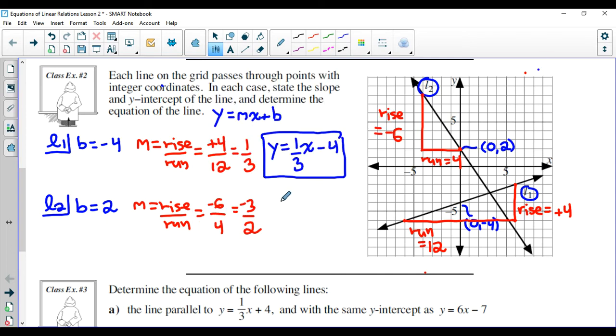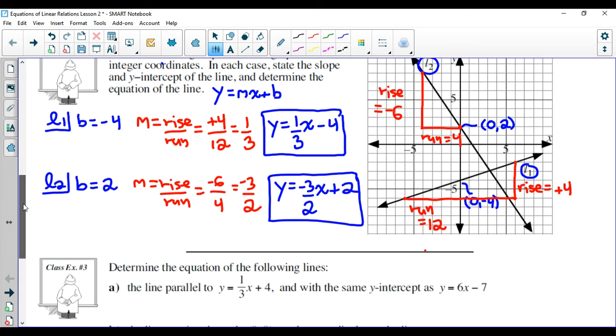And then to turn this into the y equals mx plus b format, you'd have y is equal to, let's replace m with -3/2. And then b, the y-intercept, was 2. So y equals m, which is -3/2 x, plus b, which is a value of 2. So those are the equations of my straight lines.